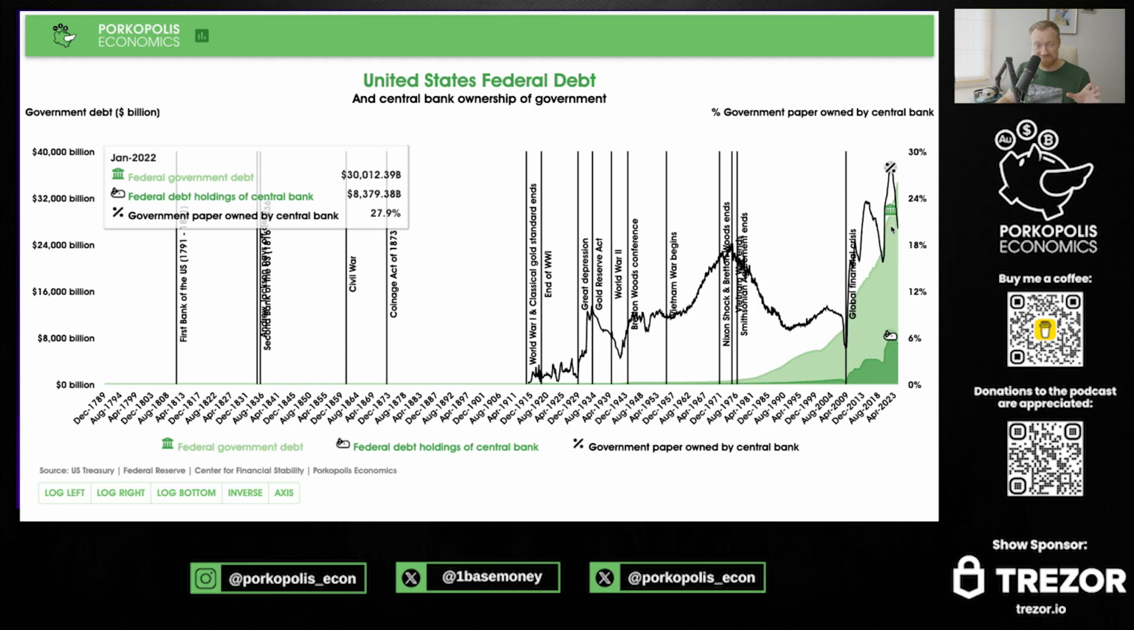Actually higher, to be honest, because I'm not showing foreign creditors, i.e. big central banks abroad like the BOJ, ECB, and PBOC. They also were doing their own money printing to buy government bonds, which is another story.